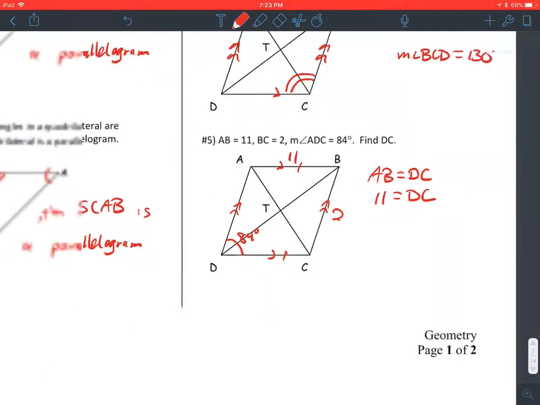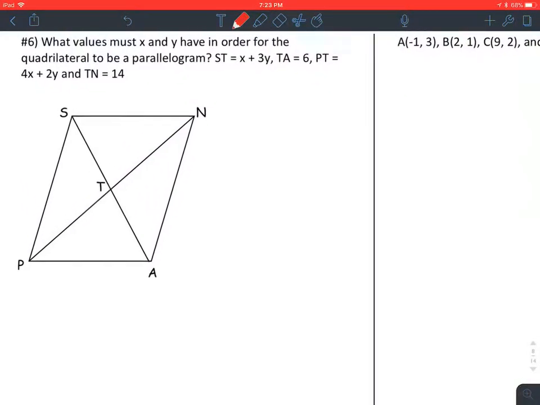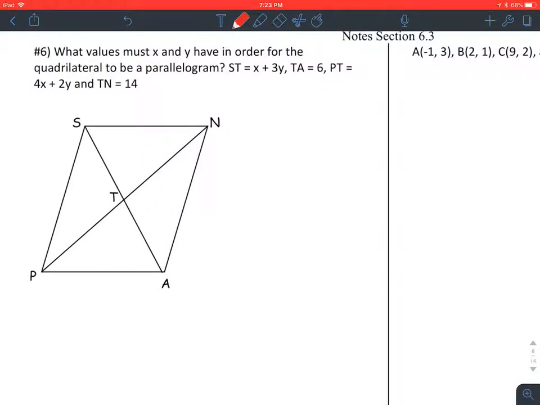On the flip side, what values must x and y have in order for the quadrilateral to be a parallelogram? We're told that ST is x plus 3y, that TA is 6, and that PT is 4x plus 2y, and that TN is 14. Well, these are relating to parts of diagonals.